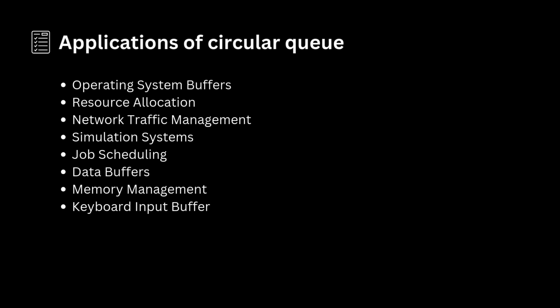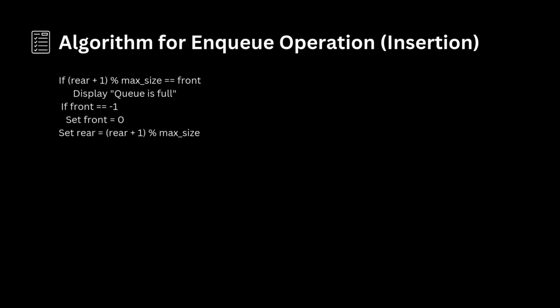Let us write an algorithm for NQ operation, that is insertion operation. Firstly, check if the circular queue is full. If (rear + 1) % max size is equal to front, then the queue is full. If front is -1, it means the queue is empty. Then set front to 0. Increment rear by 1. But since it's a circular queue, use modulo max size to wrap around. Insert the element at the position indicated by the rear and return the updated circular queue. This is the algorithm for NQ operation.